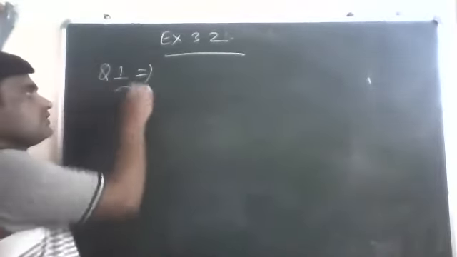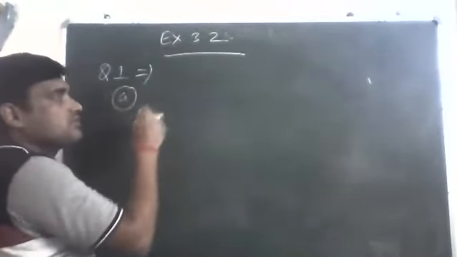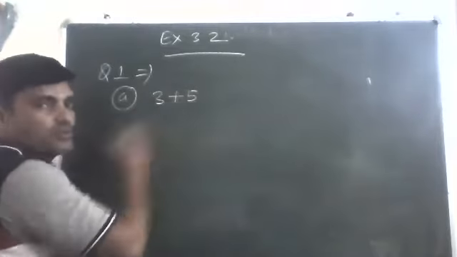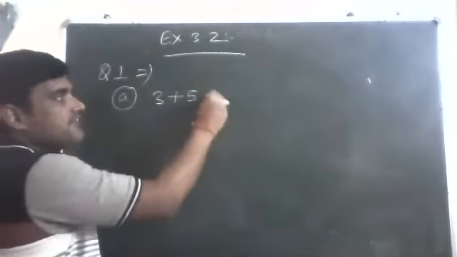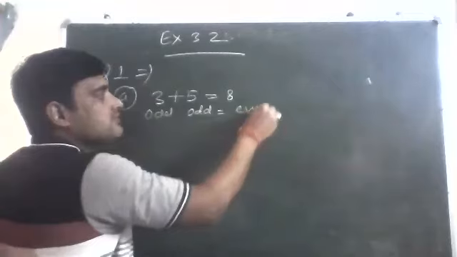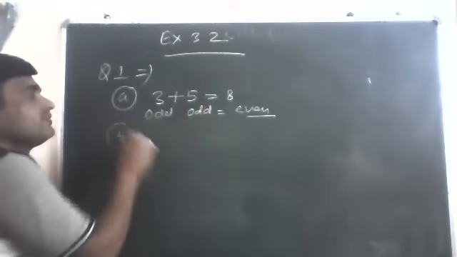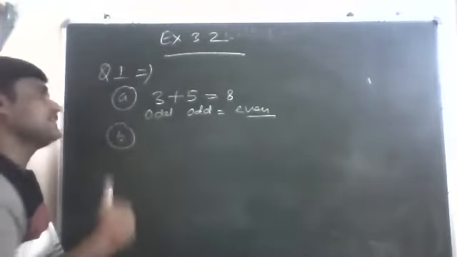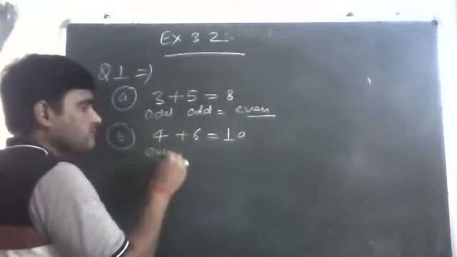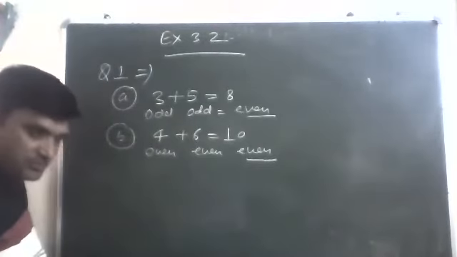Here, the sum of odd numbers. Suppose we take two odd numbers, 3 and 5. When we add these two numbers, we get 8. Odd plus odd is equal to even. When we add two odd numbers, we get an even number. Okay. Now when we add two even numbers, we again get an even number. For example, 4 plus 6 gives 10, which is even. Okay. Understand? Now, question number 2.